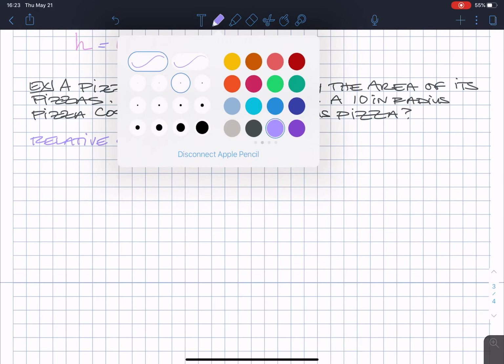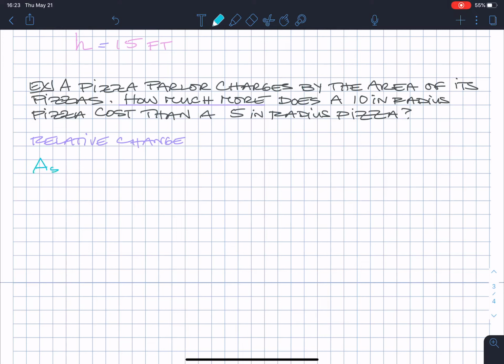Okay, so let's do the area of the 5-inch, which is going to be pi times 5 squared. So that's 25 pi. So that's going to be the 5-inch radius pizza. And let's do the area of the 10-inch pizza. It's going to be pi times 10 squared, or 100 pi. So that's the 10-inch radius pizza. Okay, so we know that the relative change will be the absolute value of final minus initial.